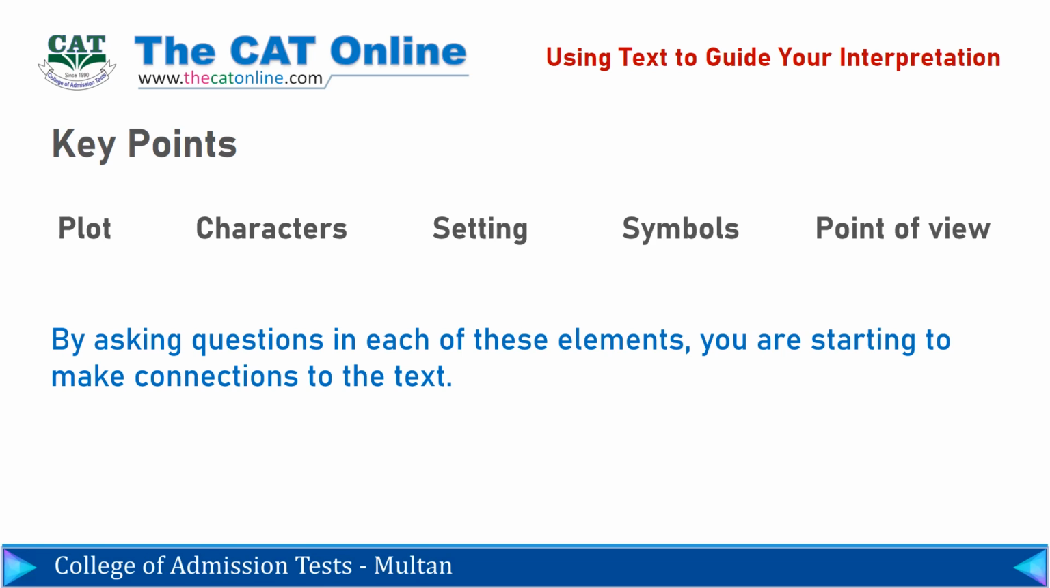By asking questions in each of these elements, you are starting to make connections to the text. You are able to see how each of these elements relate to each other and ultimately find the meaning of the writing, or the theme. This final step is what connects the writing to us and to our own experiences. When we take this final step, we have interpreted the writing.